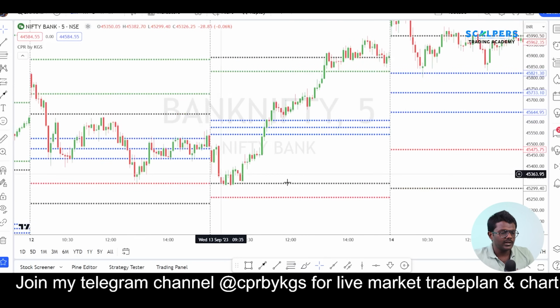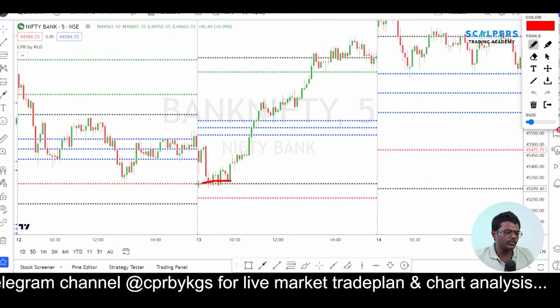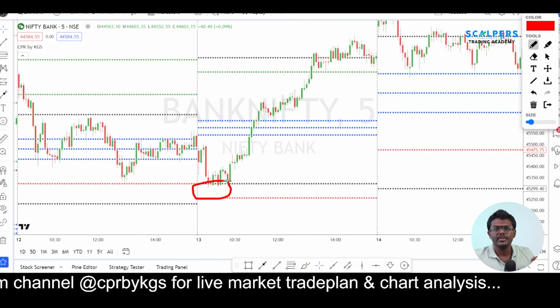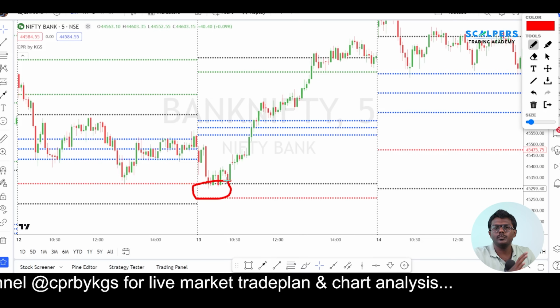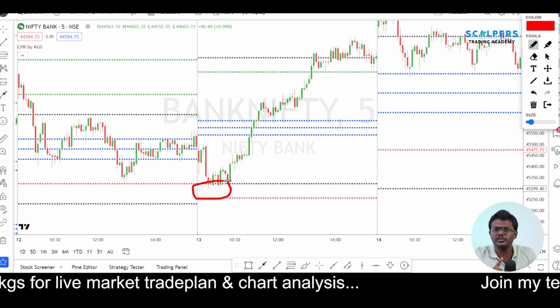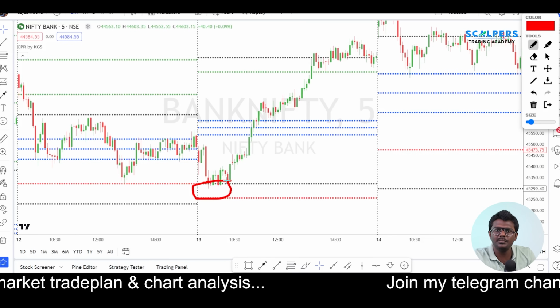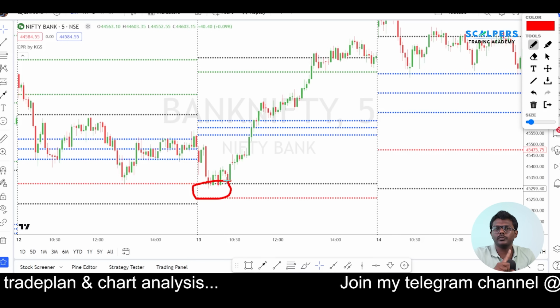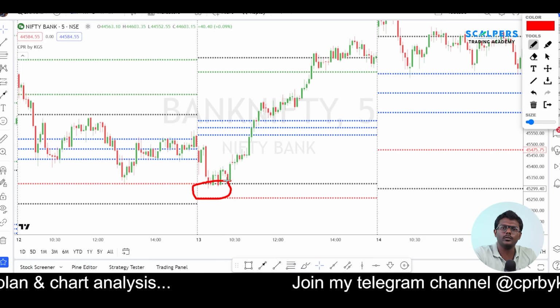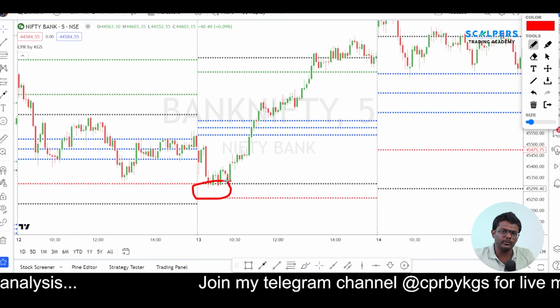And on 13th, since I am looking for a long position, I will look for S1 and previous day low reversal. See, when the higher time frame is bullish, in the intraday 5 minutes chart, I will look for a long position at S1 previous day low reversal. I will look for a long position at daily CPR reversal. I will look for a long position at R1 and previous day high breakout. Got it? So these three locations are important for taking long positions.